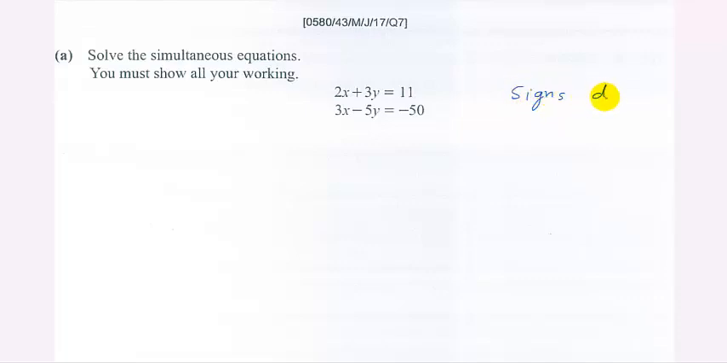Here you can observe the sign of this y is plus and here it is negative. The signs are different here. So the first condition is satisfied: signs must be different. The second condition is that the coefficients must be the same. It is 3 here, it is 5, the coefficients are different. They must be the same. To make the coefficients the same, here we have 5, so I will multiply this whole equation by 5.